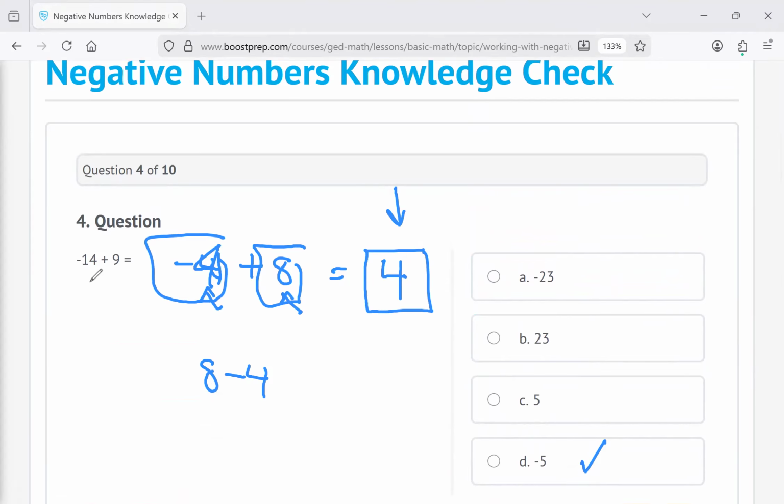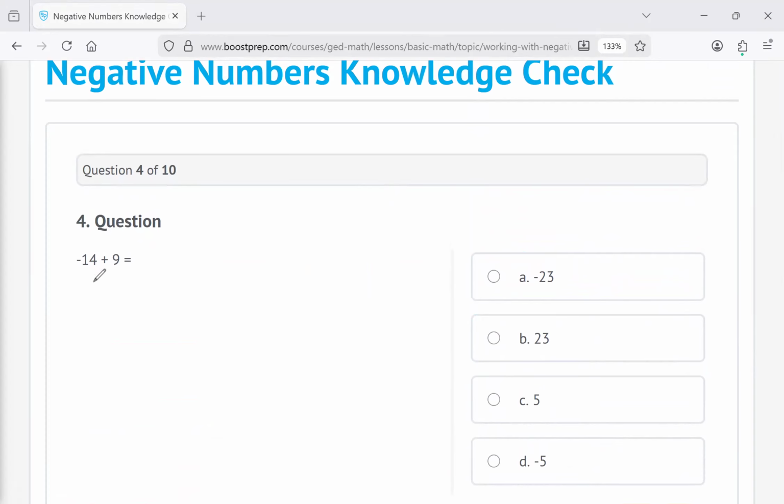Question four. We have -14 plus 9. It's also a money scenario, so this is not multiplying or dividing negatives. It's adding and subtracting negatives. So we have -14 plus 9. Minus means you owe, 9 positive means that's how much you have. So you owe someone $14, and then you have $9 of your own money.